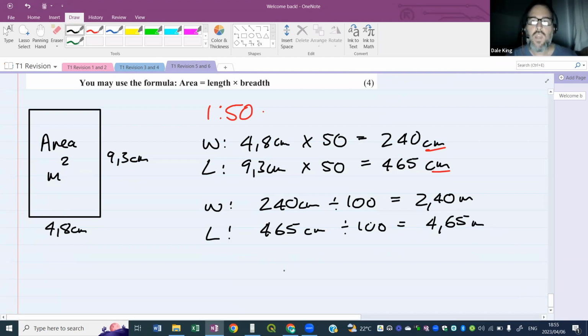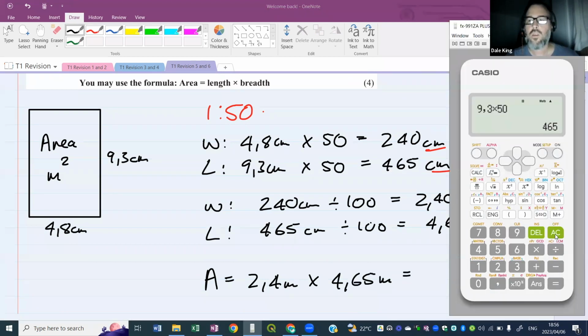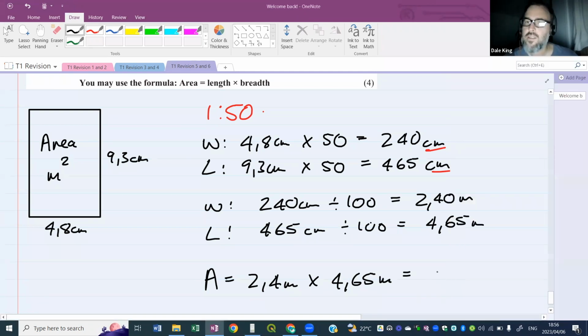Now that I've got real world meter measurements, only then, and this is what I'm worried about, I hope you guys didn't put any of these numbers into the formula until now. Convert to real world, convert to meters, and then go to the formula. So 2.4 meters times 4.65 meters equals, and this is where we get the final answer: 2.4 times 4.65 equals 11.16. Now I hope you're looking at your calculations and at mine and seeing a difference.